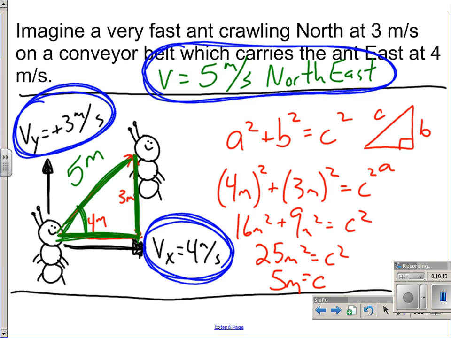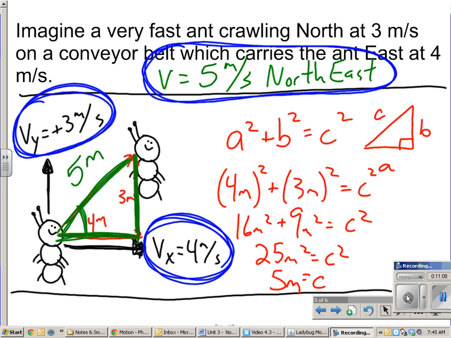Okay? So this problem was a little bit weird, or maybe oversimplified, because the two components are pretty obvious, right? Because the horizontal component is due to the conveyor belt moving, and the vertical component is due to the ant moving. So in the real world, that won't always happen.